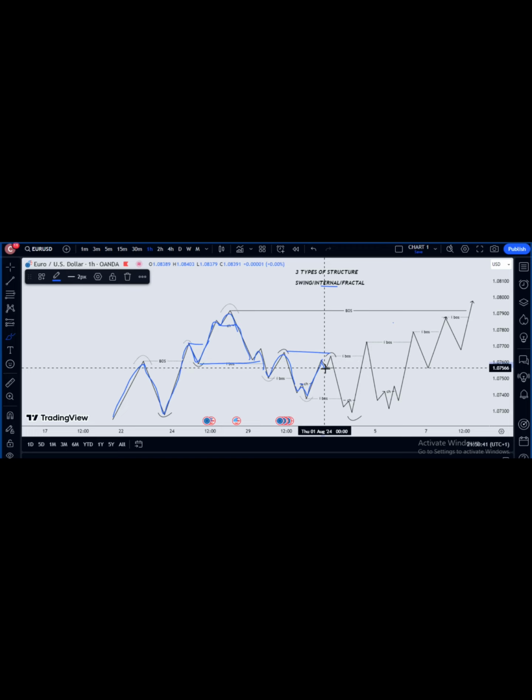So we add an internal structure again. The internal change of character tells you the end of this internal pullback and the beginning of a new fall, an internal reversal. So you see price drop, came here, and broke structure. So now this is protected.